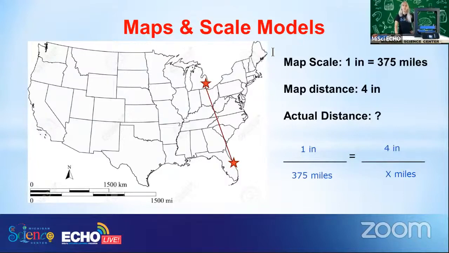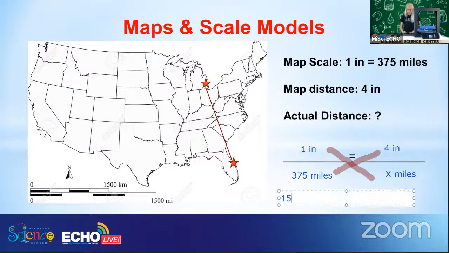Now, all we need to do is do some multiplication in order to figure out the answer to the actual distance between Detroit and Titusville, Florida. So we would cross multiply, meaning we would take the numbers that are across from each other and figure out how they equal. So let's go ahead and do that together. So 4 times 375 is equal to 1,500 miles. And 1 times x is just equal to x. So we've already solved for our equation here.